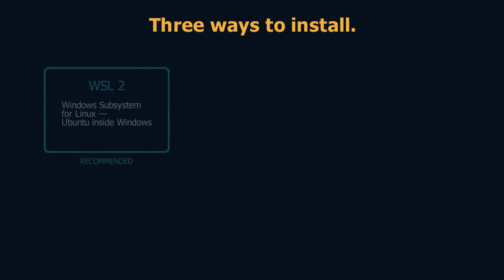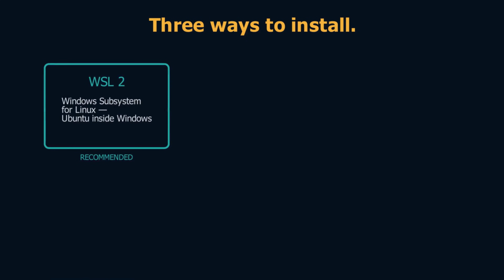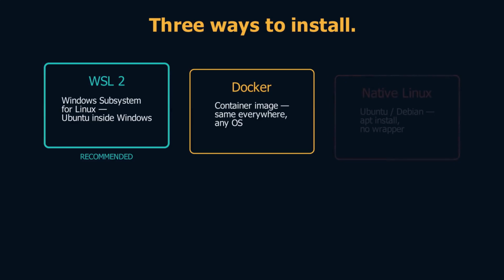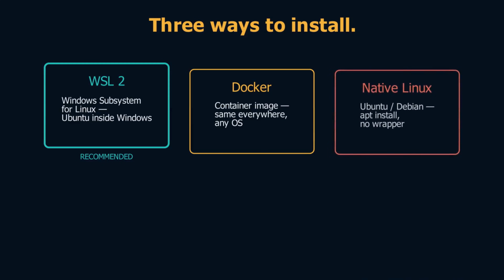OpenFOAM is built for Linux. If you're on Windows or Mac, that means one of three paths. On Windows, WSL runs a real Ubuntu inside your system, the smoothest path, and the one I'll use here. Docker ships OpenFOAM as a container, identical on any machine, great if you hate setup. And if you're already on Linux, it's a single apt install, no wrapper at all.